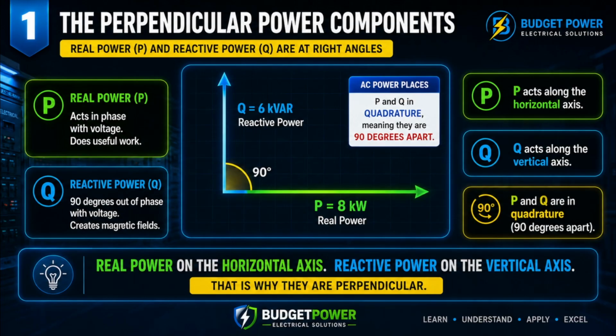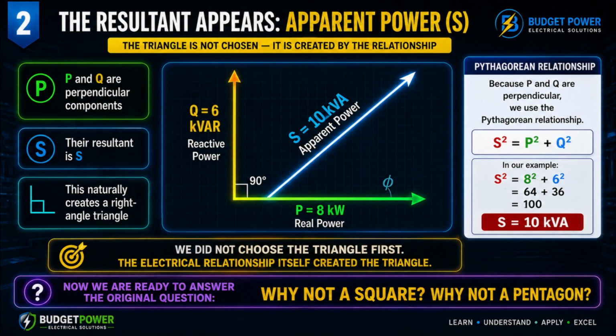Now we know that real power, P, and reactive power, Q, are 90 degrees apart. In our example, real power is 8 kilowatts horizontally, and reactive power is 6 kVAR vertically. When we connect these two components, the diagonal represents apparent power, S, measured in kVA. Because the two components are perpendicular, we use the Pythagorean relationship. 8 squared plus 6 squared equals 100, and the square root of 100 is 10. So the apparent power is 10 kVA. And this is the key point. We did not choose the triangle first. The electrical relationship itself created the triangle.